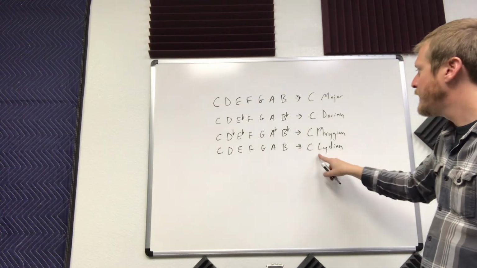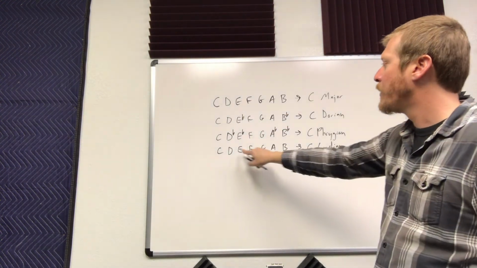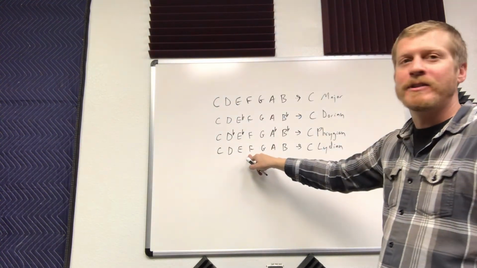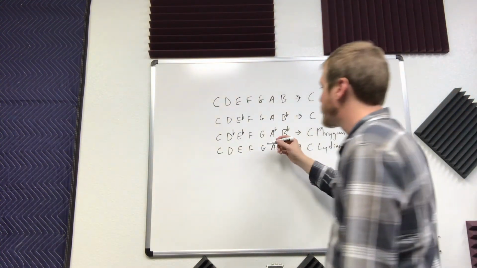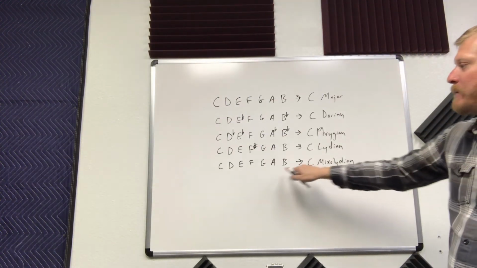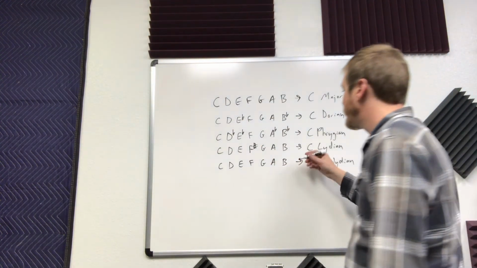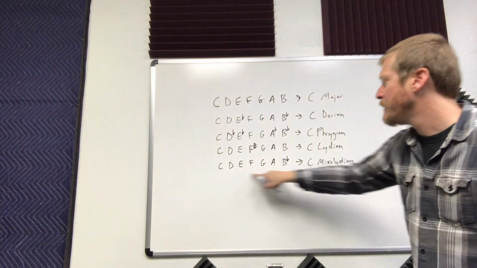Okay, and with C Lydian, it's basically going to be the same as a major scale, so no flats, but we're going to sharp the 4. 1, 2, 3, 4. So F is the fourth note of the scale, so we're going to sharp that. With Lydian we have an F sharp. And with C Mixolydian, same thing, it's going to basically be a C major scale, but we're going to have a flat 7. So B is our flat 7. So C Mixolydian is a major scale with a flat 7.